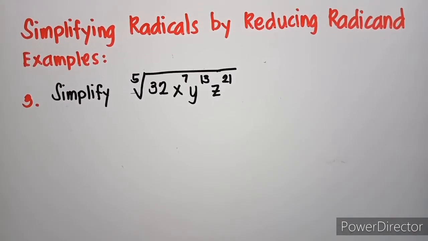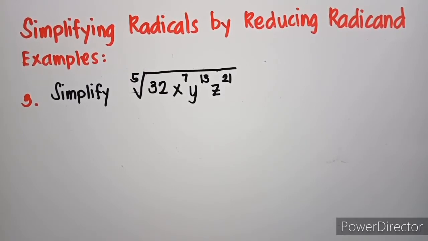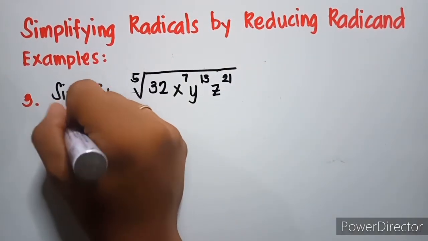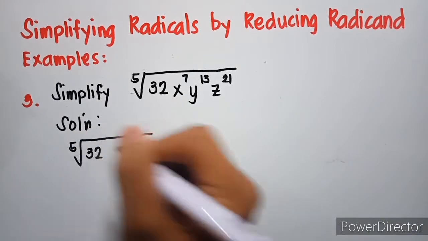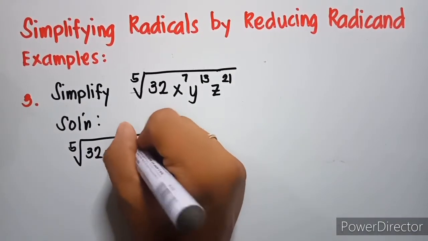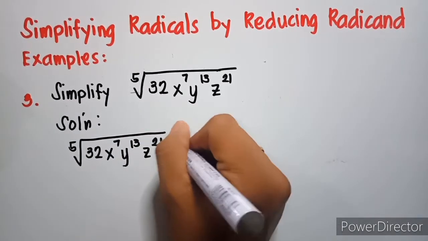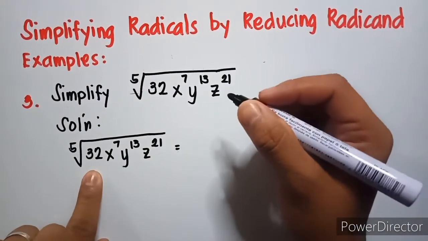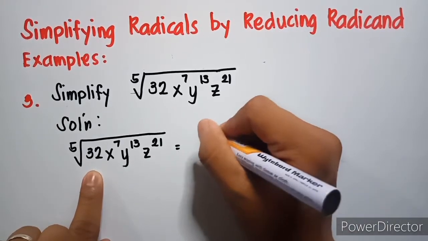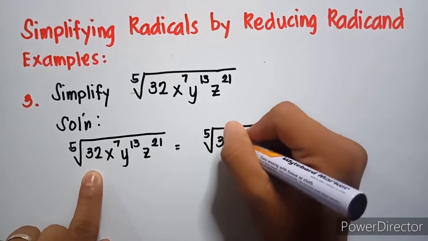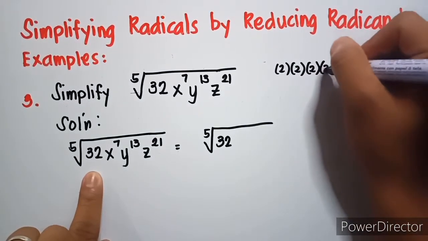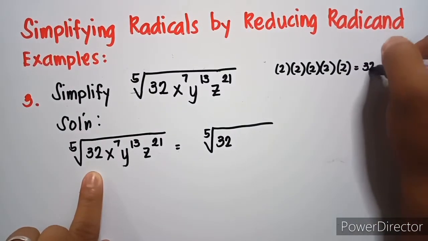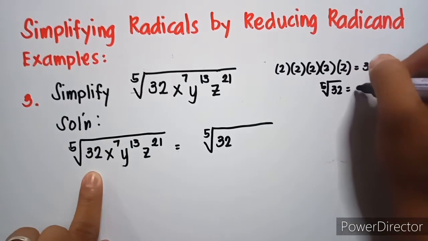Number 3, simplify the fifth root of 32 x raised to 7, y raised to 13, and z raised to 21. So how do we do that? Let's have our solution. We have the fifth root of 32 x to the 7, y to the 13, and z to the 21. We start with the numerical coefficient, the fifth root of 32. Does 32 have a fifth root? Yes, which is 2, because 2 times 2 times 2 times 2 times 2 is 32. So the fifth root of 32 is equal to 2.